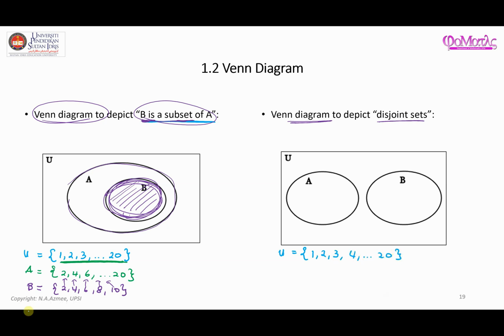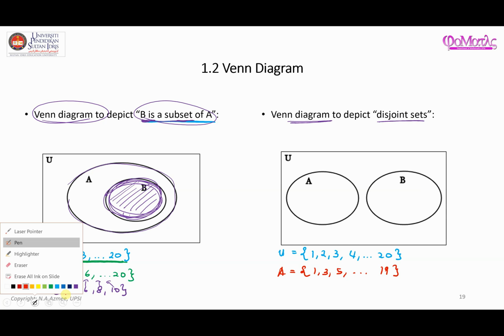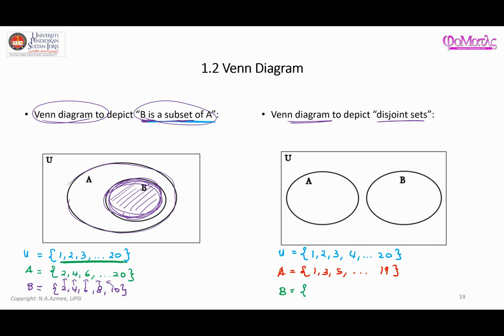And let's say I have set A. Set A here is the odd numbers from 1 to 20. So we have 1, 3, 5, and so on until 19. That's odd numbers. Now let's say we have another set, which is set B. B is the set of even numbers from 1 to 20. So we'll begin with 2, 4, 6 until 20.